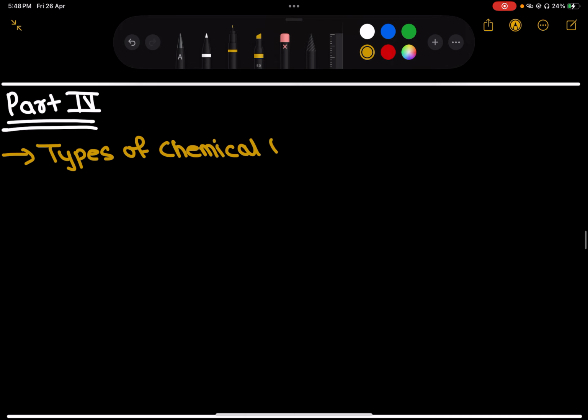I hope you remember what a chemical reaction is. It is one in which not a physical, a chemical change takes place. New products are formed, and the breaking and making of bonds takes place. Okay, so there are total 7 chemical reactions we are going to study. 4 of them are the most important, and the 3 of them need to be discussed here.